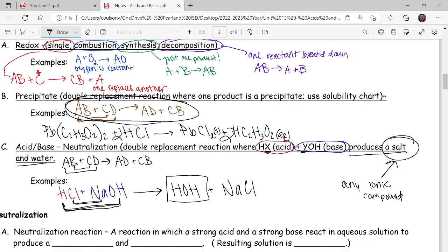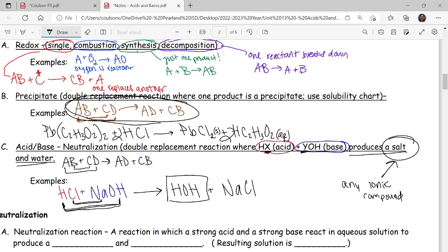Do I need to look for a precipitate in this? No, because it's going to form the salt, the ionic compound, and water. If you wanted to, you could, but every time it would be soluble. You will not have an acid-base reaction that also produces a precipitate in the same reaction.